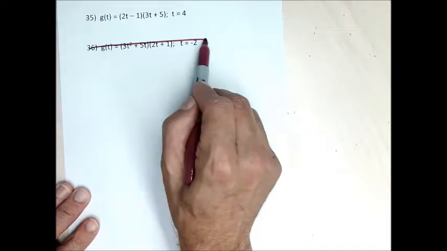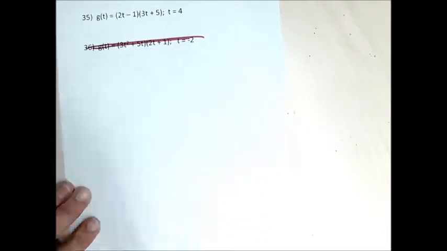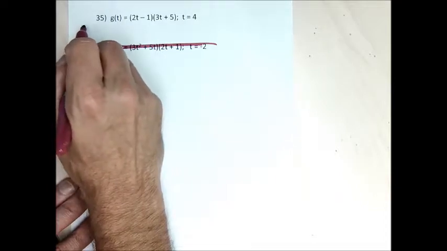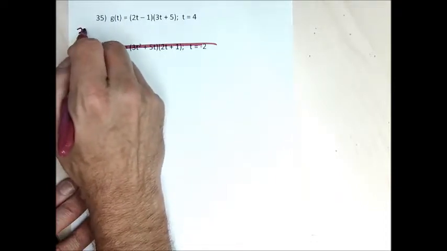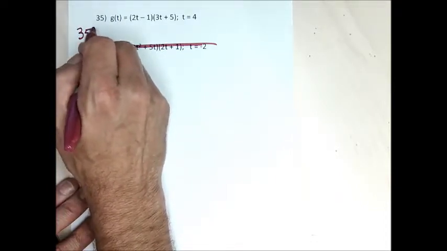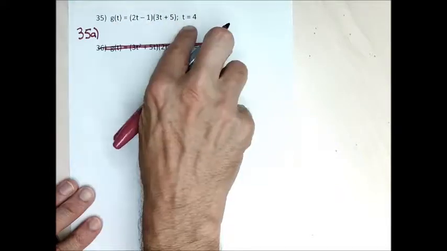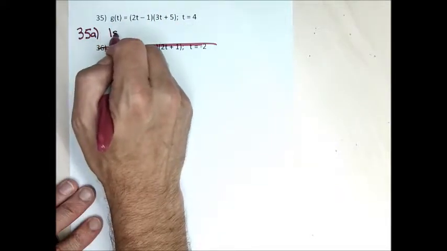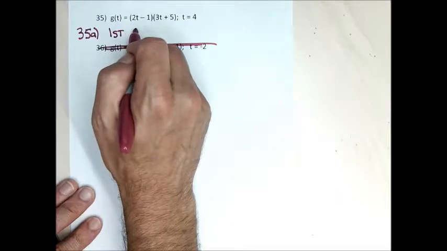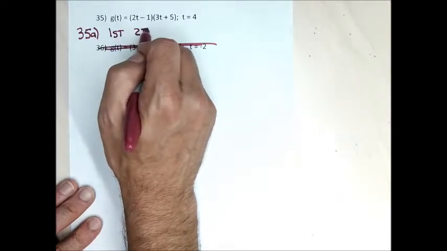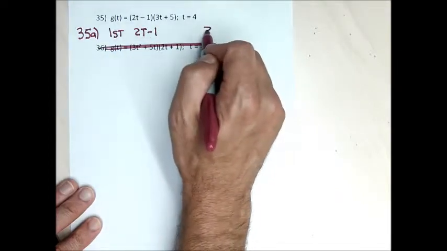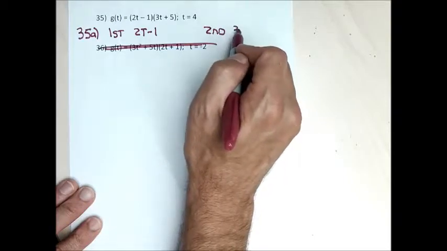So you've probably already done this derivative, so you don't have to find the derivative again, but I'll find it. So I'm going to do 35A, and for 35A I need to find the derivative and plug 4 into the derivative. To find the derivative, I need to know each factor. The first factor is 2t minus 1. The second factor is 3t plus 5.